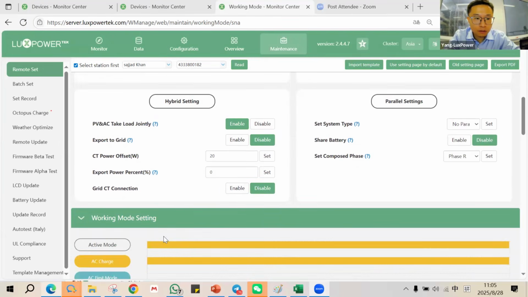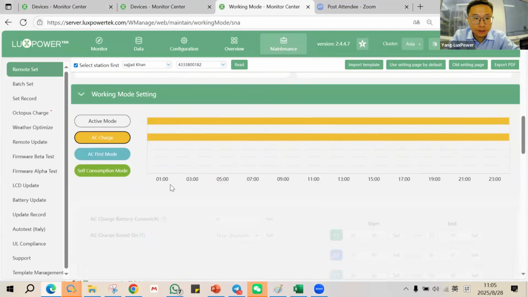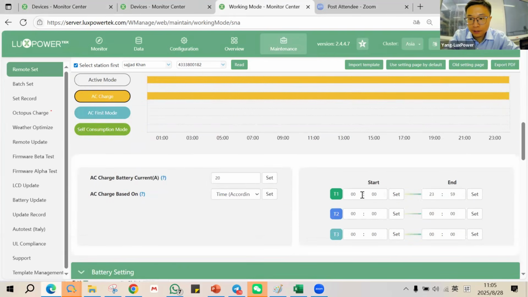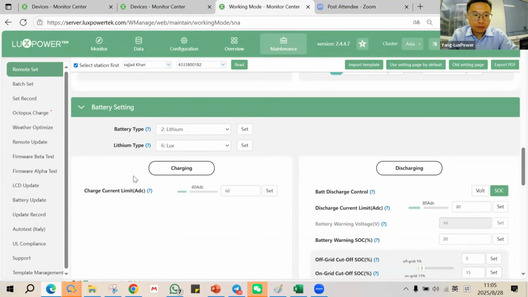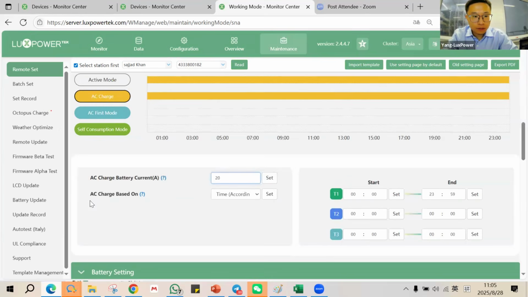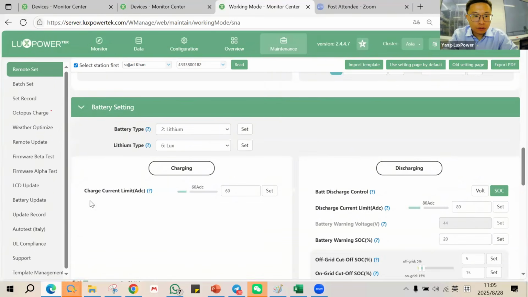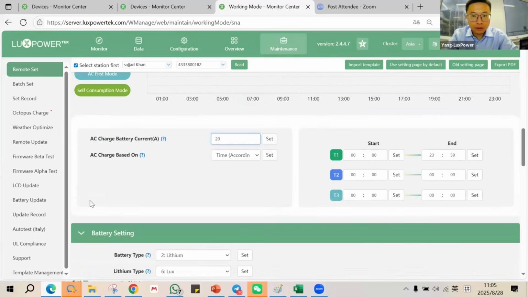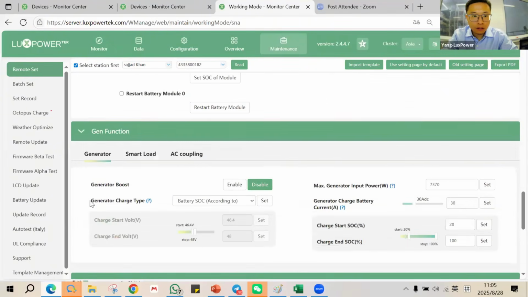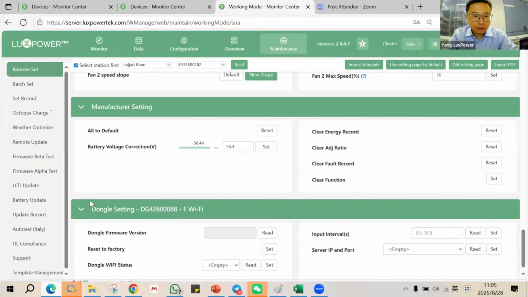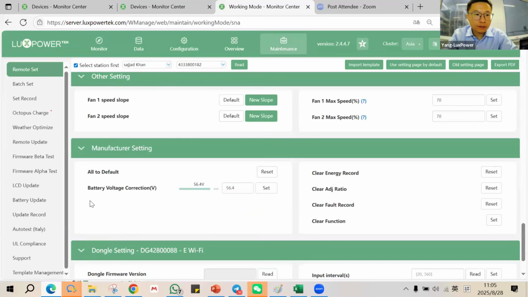Also, you don't grade your city connection. Now AC charge is activated, and AC charge does the whole day. AC charge current is only 20 ampere. This is also okay. And using battery charge current is always... wait, stop. You chose the charge current limit 6 ampere. Ah, okay, you chose 20 ampere. That's also okay. So settings seem okay.